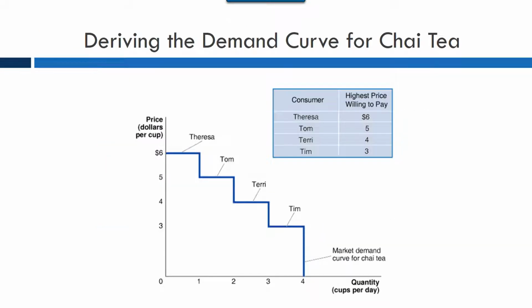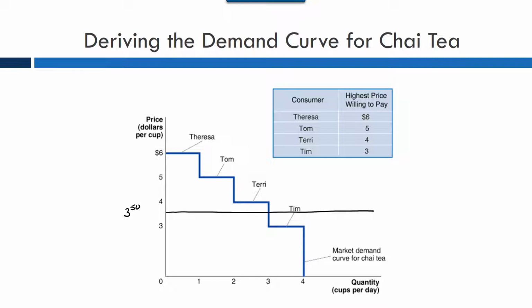So if we look at it on a graph, this is kind of the difference too, because the quantity matters. If Teresa is only going to buy one chai tea, she'd be willing to pay $6 for it. Tom would only be willing to pay 5. Tim would only be willing to pay $3. So we take the difference between all of those. So if we say the price turns out to be $3.50, like this, okay.